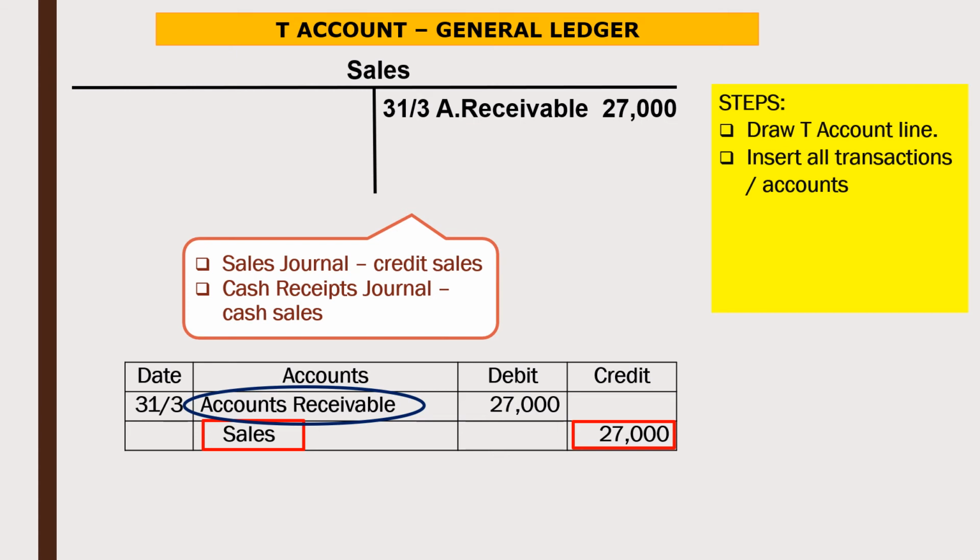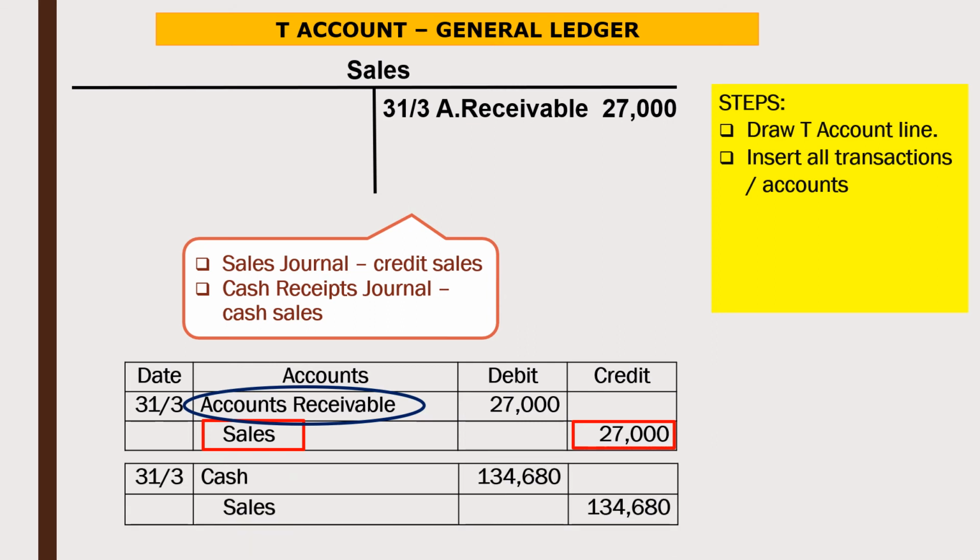Secondly, cash receipt journal for cash sales. In cash receipt journal, we found that sales is credit, amounting to 134,680 by cash. So, you have to write down on the credit side cash 134,680 on 31st March.